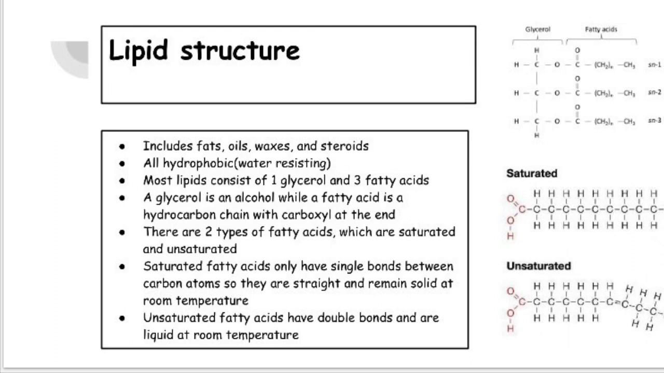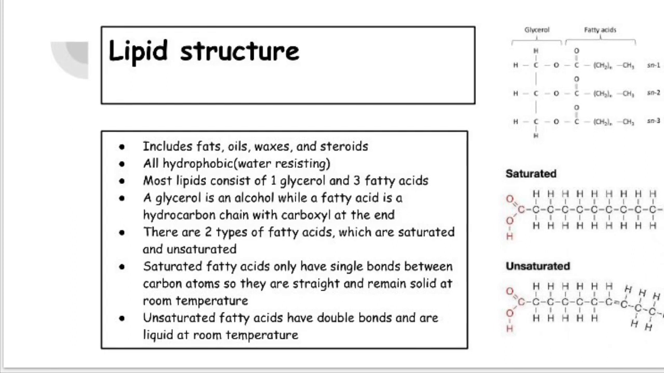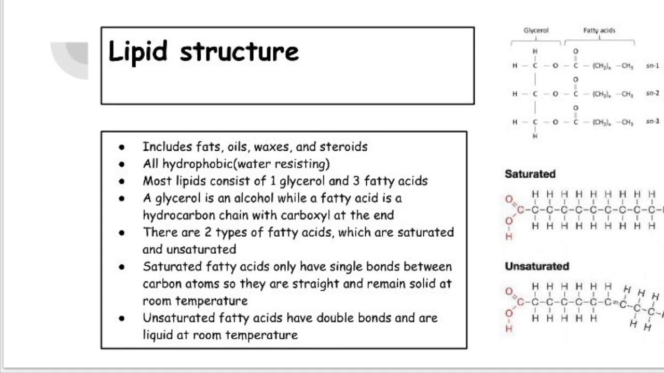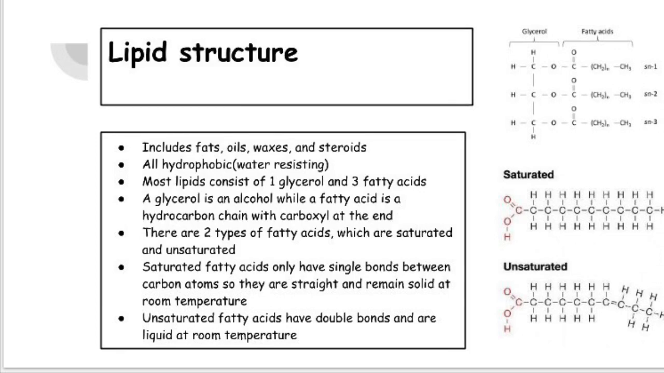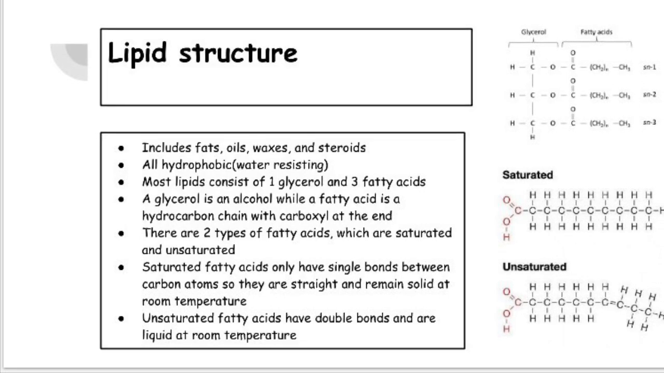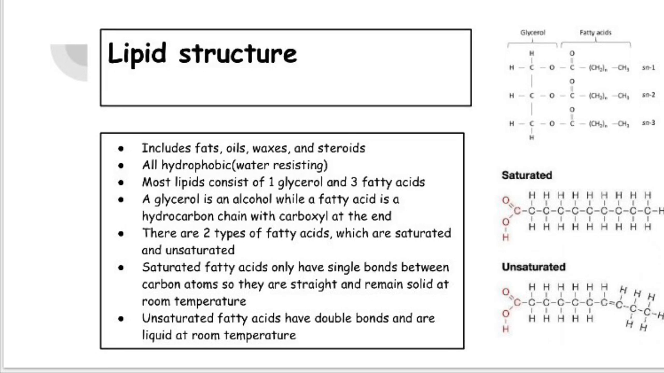The next biomolecule is lipids, and what you should know about lipids is that they don't have a monomer, but they're mostly made up of fatty acids, and they include fats, oils, waxes, and steroids. They're all hydrophobic, and hydrophobic means water resisting. Most lipids consist of one glycerol and three fatty acid chains. A glycerol is an alcohol, while a fatty acid is a hydrocarbon chain with a carboxylate at the end.